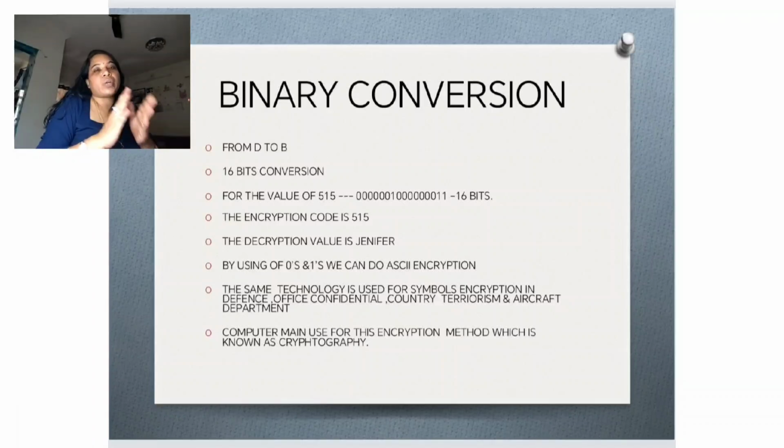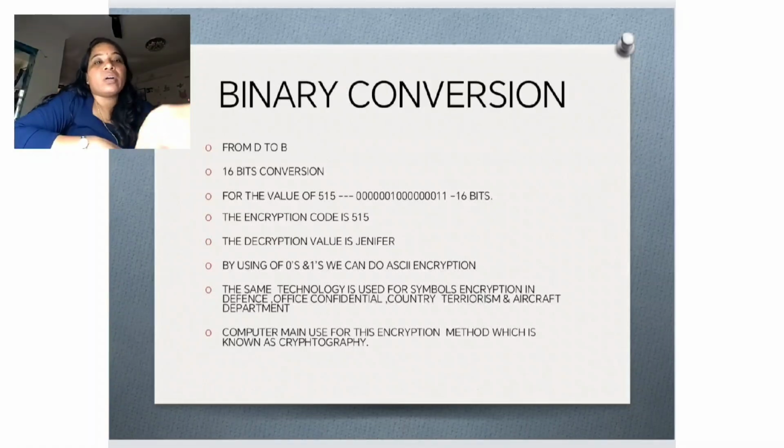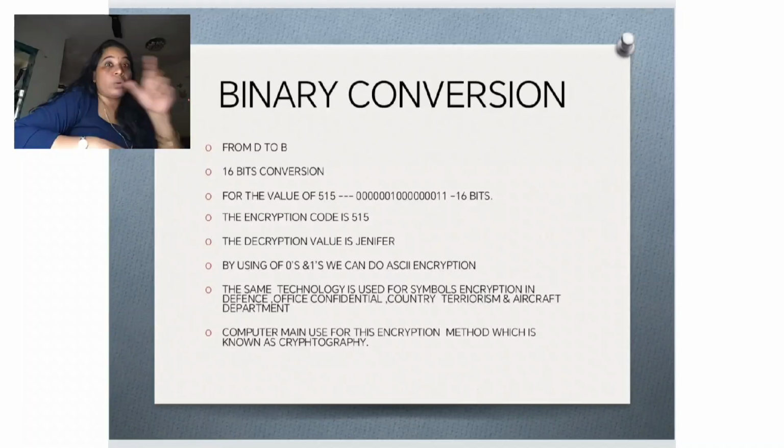Decrypt means it's the reverse of encrypt. Encrypt means you are going to convert a known character into an unknown character. I know that character, but I change it, or it becomes an unknown character. So the decryption value Jennifer, all the persons can know, but 515, no one can know. Who knows that cryptographic technology or algorithm? Only that person can identify or tell the answer for that value. If I tell 515, they will tell the decryption value Jennifer.